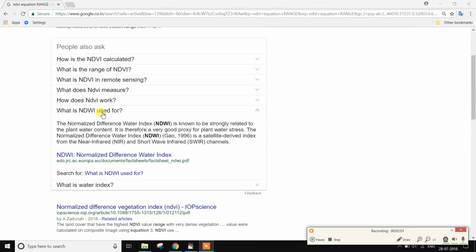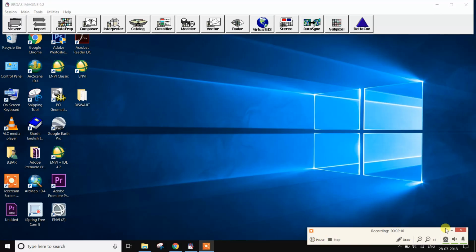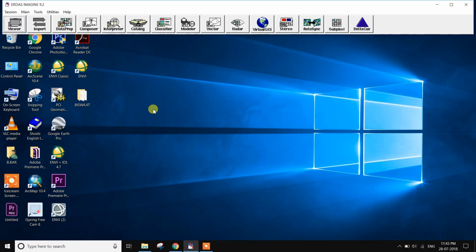What is the NDWI used for? What is the water index? This is in the link in the description box. So let's start how to apply NDVI.